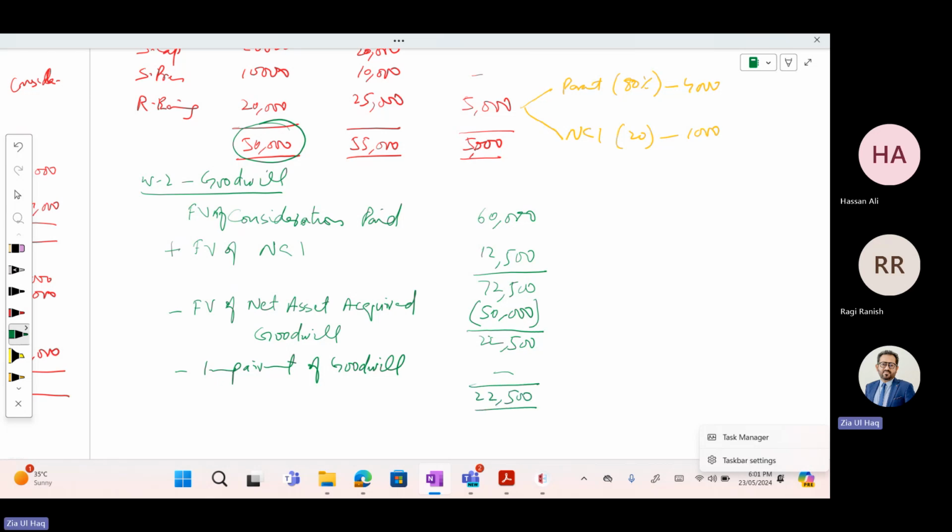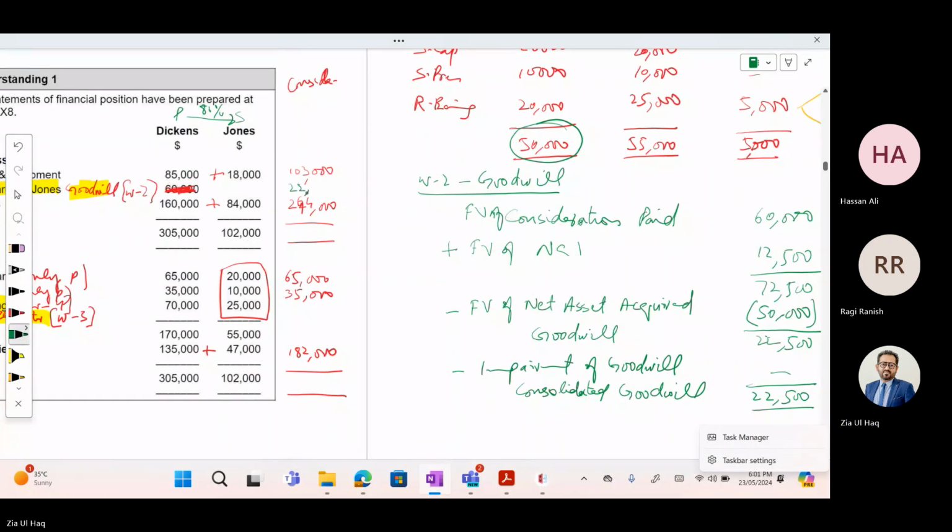So 22,500 will be the goodwill in the financial statements, or consolidated goodwill. If there is information of impairment available for goodwill, we need to deduct that. If there is no information, simply put this as goodwill. We have calculated goodwill as 22,500, put it here. We can also calculate total assets: 103 plus 22,500 plus 244, which is 365.